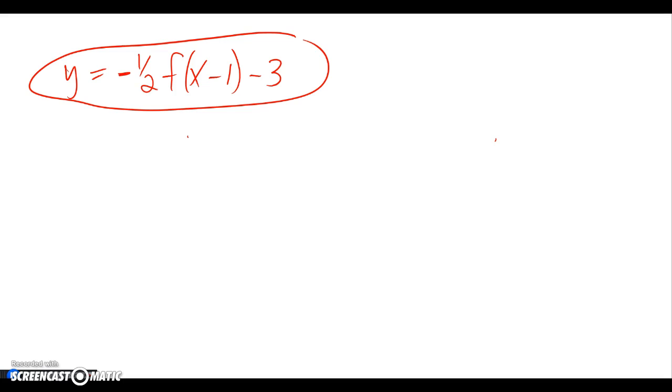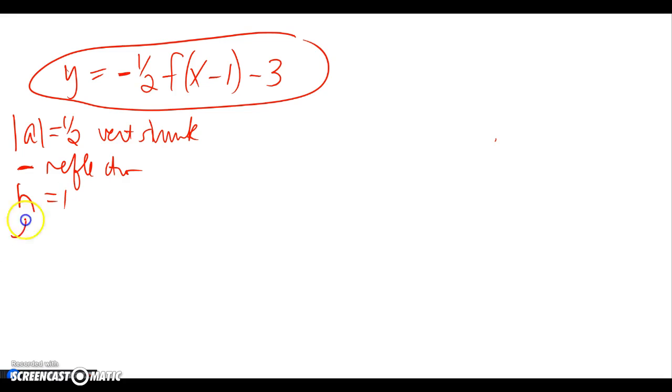This is our example here we're going to do. Let's identify what we have. Absolute value of A is 1/2, which remember is a vertical shrink. We have a negative, so we have a reflection. H equals 1, k equals negative 3. Okay, our original points were negative 2, 3, 1, 2, and 2, 0. So I'll make my table.